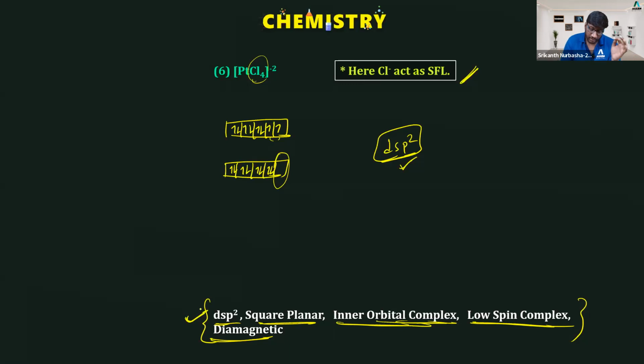So dsp2, square planar, inner orbital complex, low spin complex.